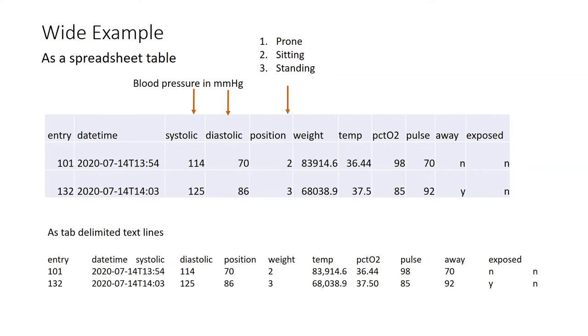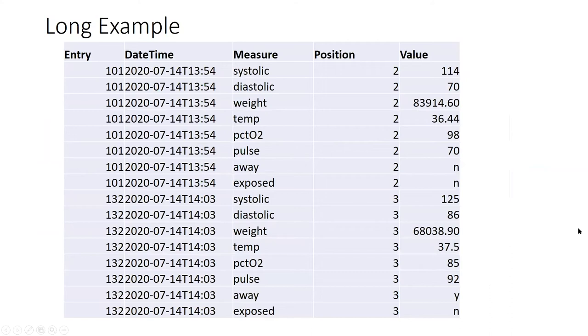So in DDI-CDI, you could have the entry as the identifier, you have lots of measures, but maybe the position is different. The position is about the measures because it is about how you were, the position you had when you took all these measures. So that is more an attribute of the measure than a measure in itself.